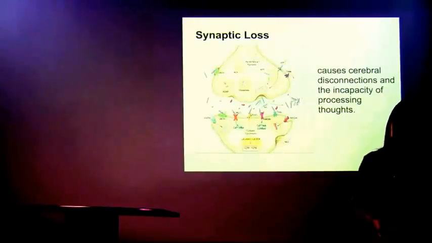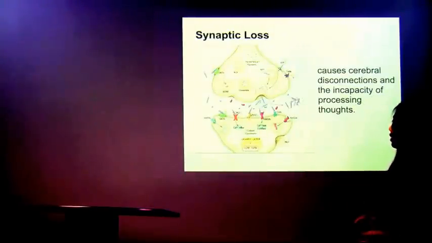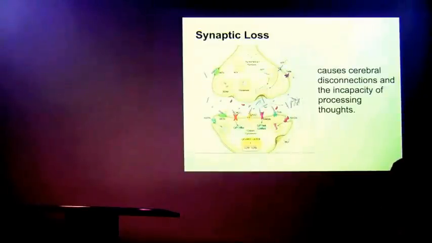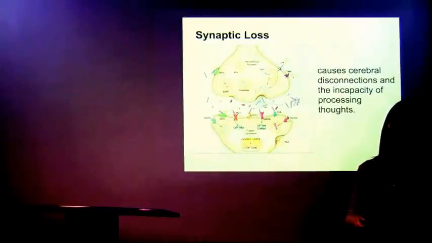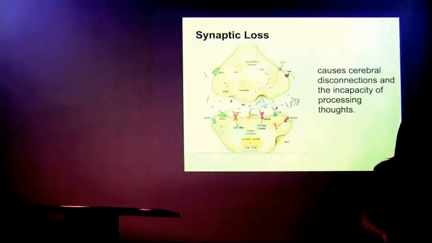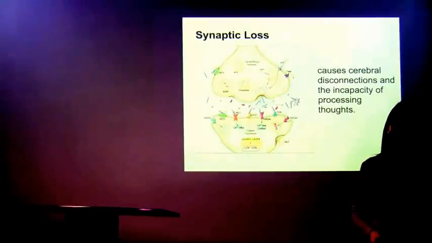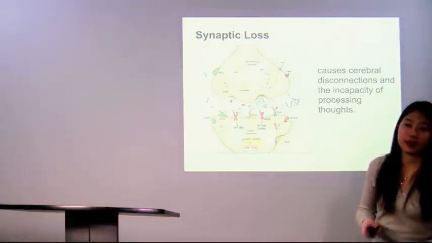So synaptic loss is very common in patients with Alzheimer's disease. Synaptic loss causes cerebral disconnection and the incapacity of processing thoughts. Aging itself causes synaptic loss, but in mild Alzheimer's disease, synaptic loss can be caused by a 25% reduction of the vesicles. And also the amyloid beta can trigger this synaptic loss. We are going to talk about it later.